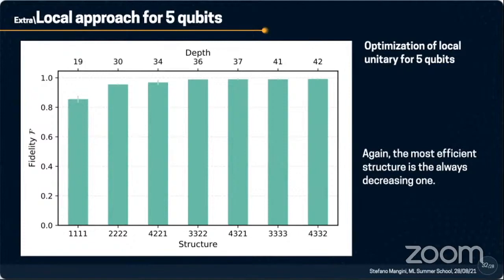We picked that because we could do some numerics for bigger circuits instead of finding the best structure for each number of qubits. We always picked, for example, for the simulations with more qubits, this assumption of the always decreasing structure, because it seemed to reach the highest fidelity in all our tests.